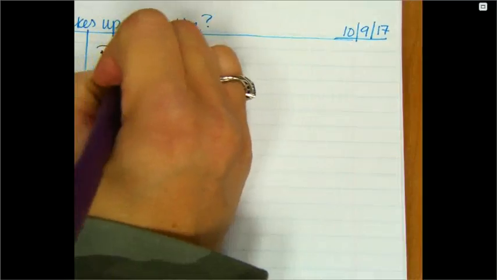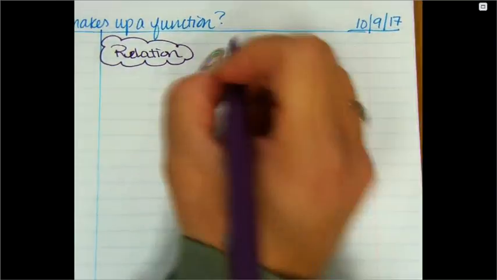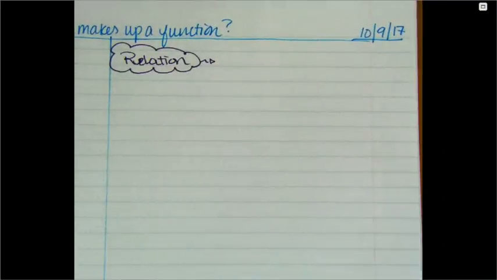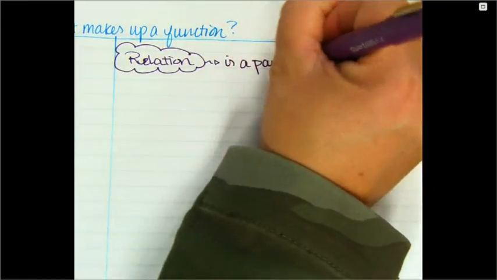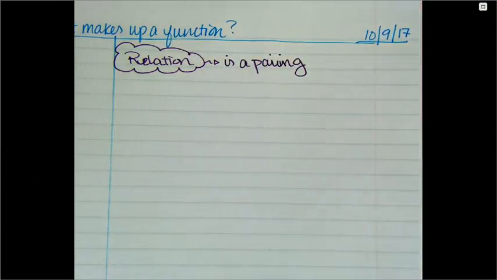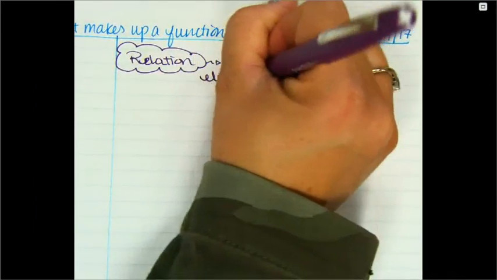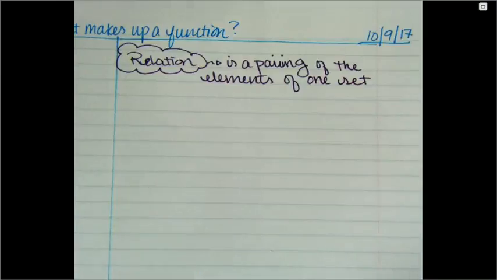First one we're going to go over is relation. A relation is a pairing of the elements of one set.